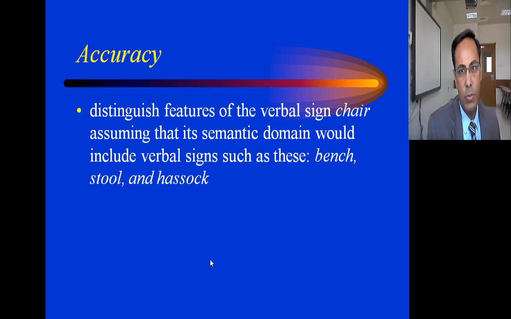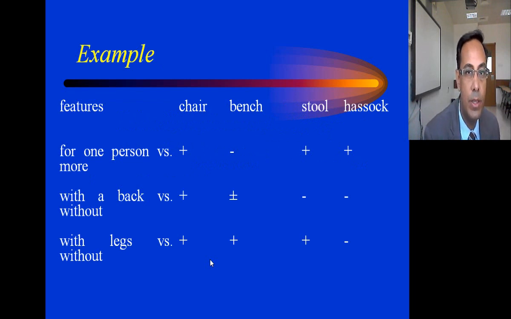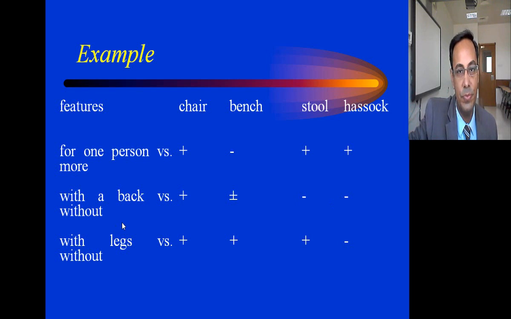If we distinguish features of the verbal sign chair, or the word chair, assuming that it's a semantic domain, the semantic domain would include verbal signs such as bench, stool, and hassock. Here, there are differences between chair, bench, stool, hassock. For one person or more: chair is for one person, but bench more than one person, stool one person, hassock one person. As for with a back or without a back: chair with a back, bench maybe with or without, stool without a back, hassock without a back. Legs or without legs: chair with legs, bench with legs, stool with legs, and hassock without legs.